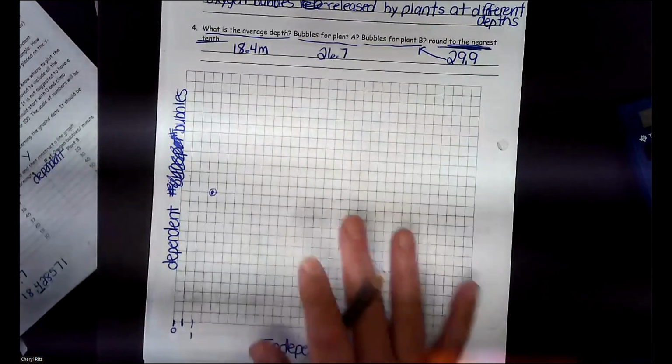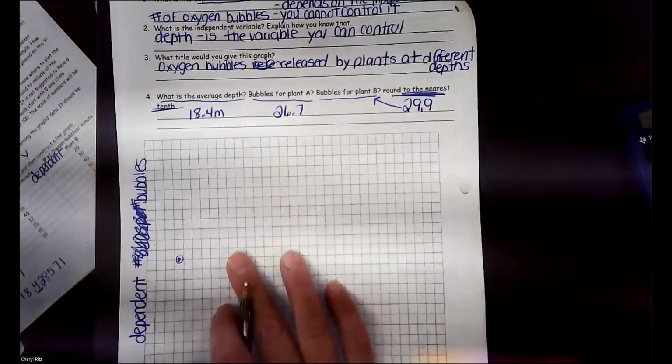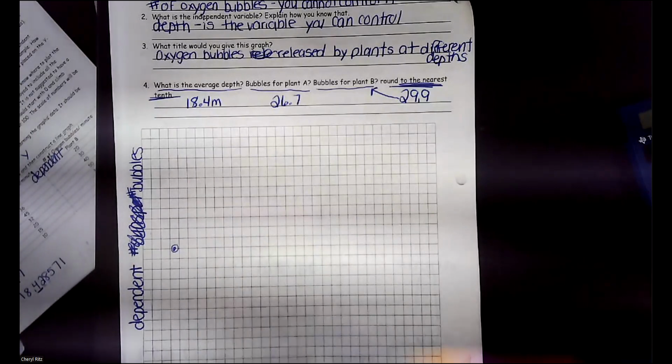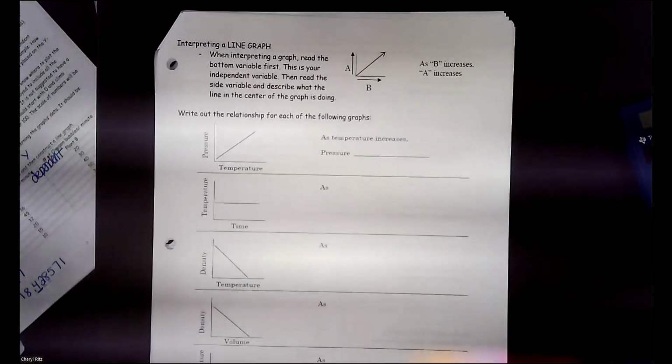So that's graphs. The Regents this year is going to ask you to be able to do that. Make a graph from a bunch of data. The next thing that they're going to do is on the next page here, page 9. And it's called interpreting a line graph.